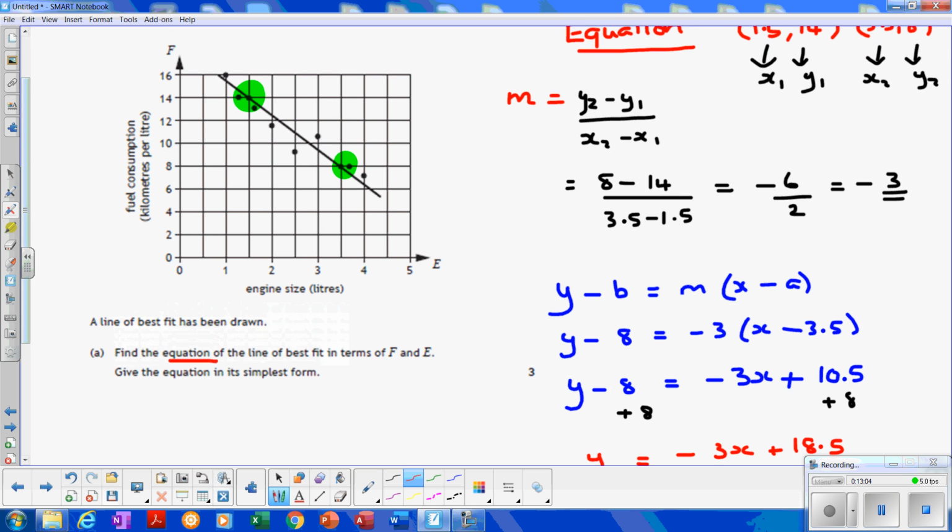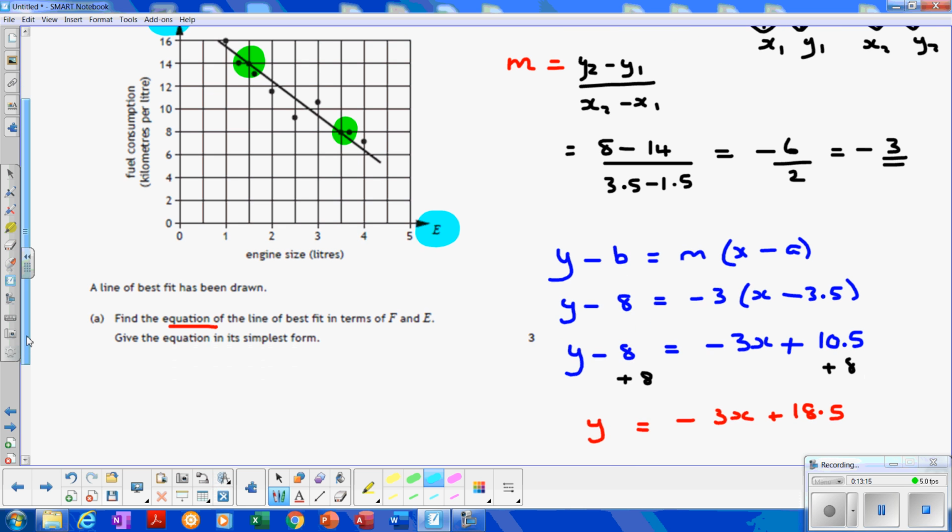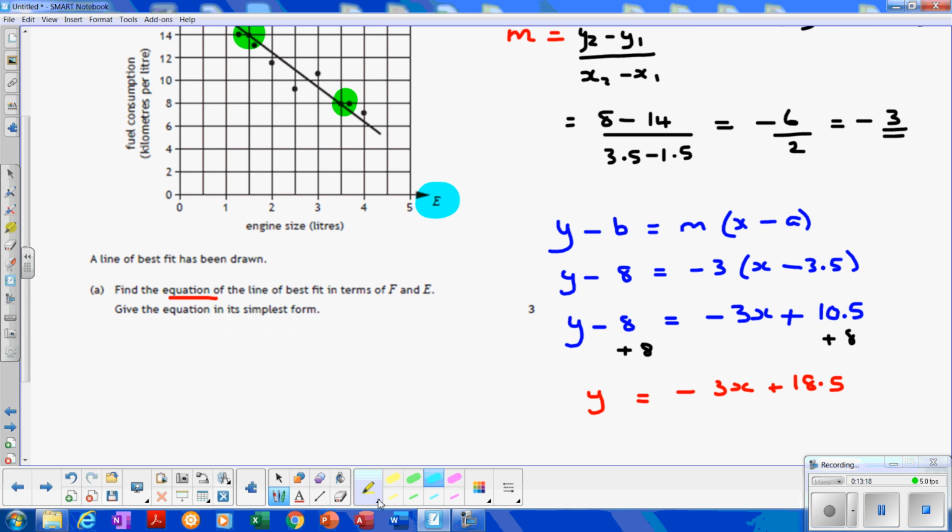Now, the next part is really, really important, because on that graph we did not have x and y. So if you look at the scales, and you must do this or you will lose a mark, on the y-axis it was F, and on the x-axis it was E. So the last thing we have to do then is to change those two letters. So instead of y we had F, so F is equal to minus 3, and instead of x we've got E, so minus 3E plus 18.5.